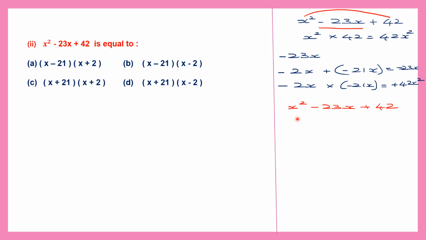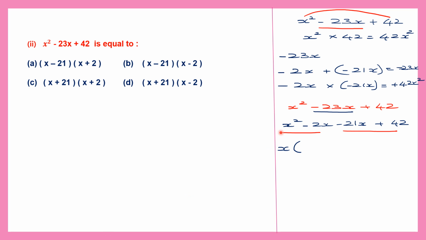So I've taken the question down here. Now let's rewrite this as x squared, and minus 23x will now become minus 2x minus 21x. So this is minus 2x minus 21x plus 42. So now here we are going to group them and get our factors. So here I can bring out x because x is common. I can put it out.